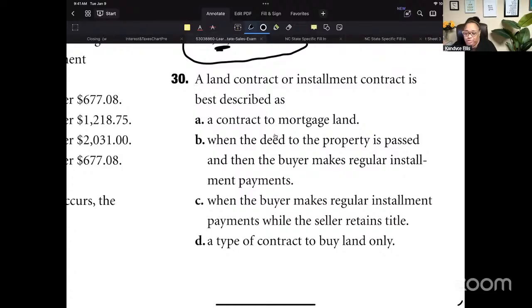A land contract or an installment contract. So we know these are synonyms.